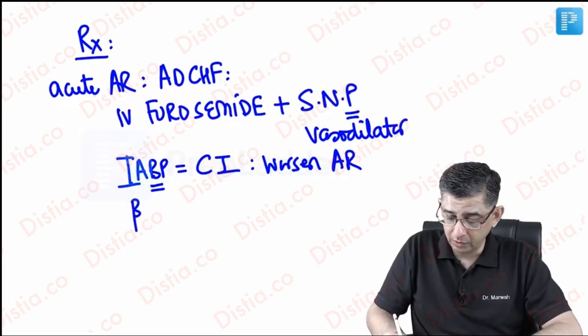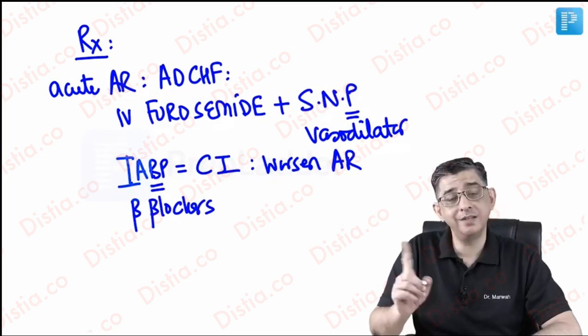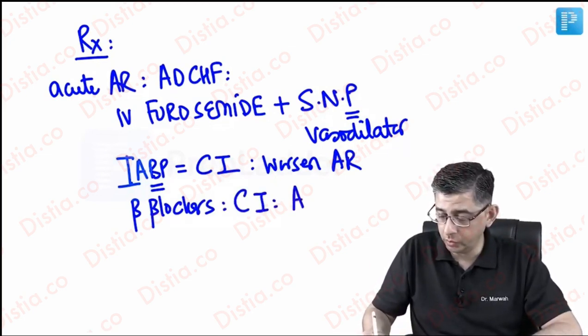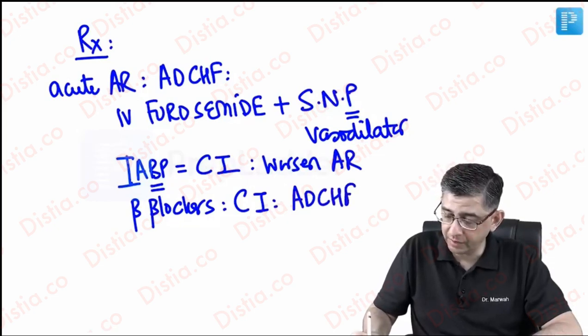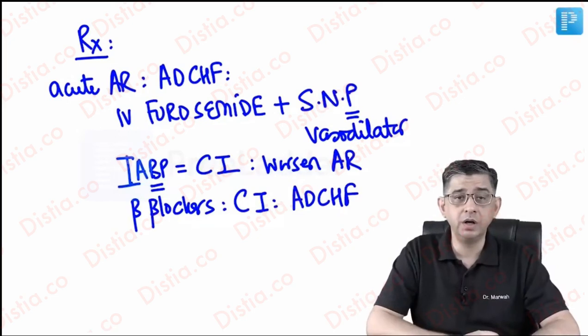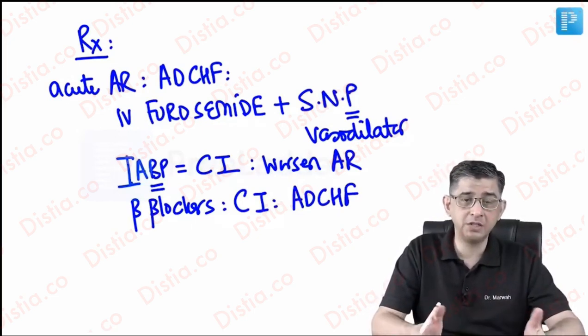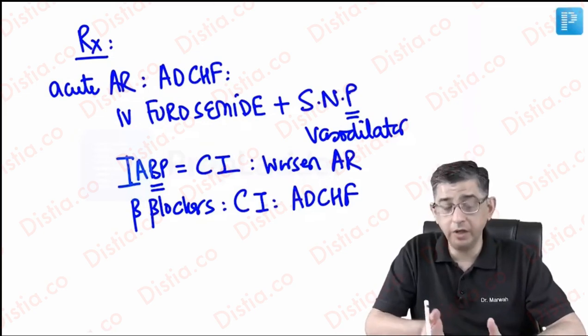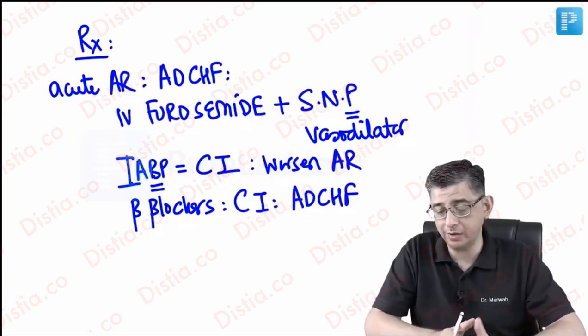Similarly, beta blockers are not to be used. You very well know beta blockers are used in chronic congestive heart failure, but beta blockers are always contraindicated in acute decompensated congestive heart failure. If you use beta blockers here, they will slow down the heart. The heart will get more time to relax. If you give more time for the heart to relax, it will receive more blood. Already the poor fellow is suffering from a lot of stress.